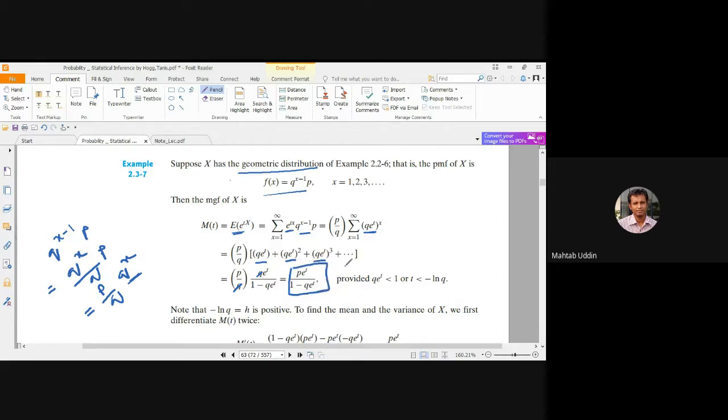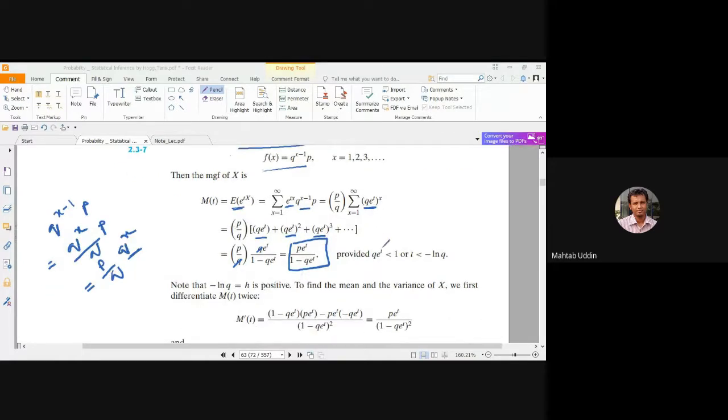That is the moment generating function for the geometric distribution. Now we have to check whether this is really a moment generating function or not. How can we check? We'll put t equal to 0, M(0). If we put t equal to 0, e to the t equals e to the 0 equals 1. So we get p by 1 minus q, and we know this is what?